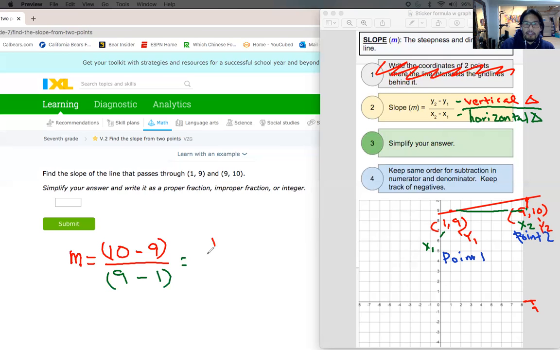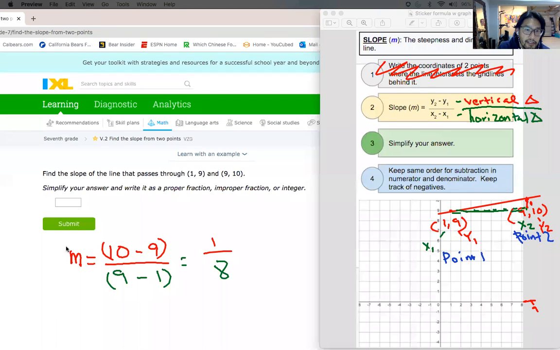10 minus 9 is 1. 9 minus 1 is 8. And there you go. The slope of our line is 1/8. And the nice thing is this is already simplified, so we don't have to do step 3. And if you look at this, that makes sense, right? Because if I count the number of boxes, you can see 1, 2, 3, 4, 5, 6, 7, 8 squares going horizontally. And you can see 1 square going vertically. So this looks a lot like the triangle that I drew.